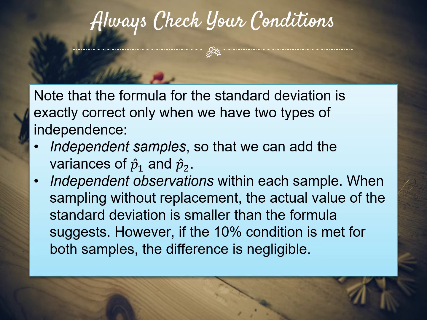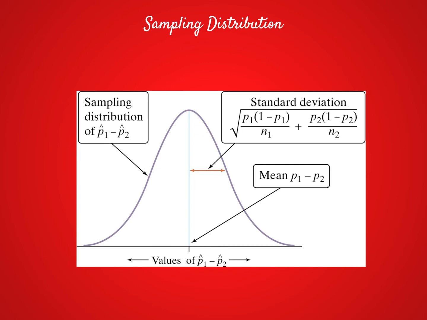So I'm going to be checking: do I have two populations that are completely independent? Yep. Have I met the 10% condition for each population? Check. Then we are good. Okay, here's a visual representation of the sampling distribution. I have p hat 1 minus p hat 2. There's my standard deviation, there's my mean. Is that simple? It's not simple, but there it is. Okay, let's look at a problem.